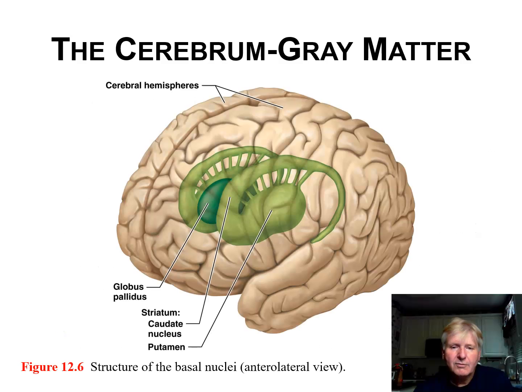So here's an image showing you the globus pallidus lying medial to the corpus striatum, which are the caudate nucleus and the putamen.